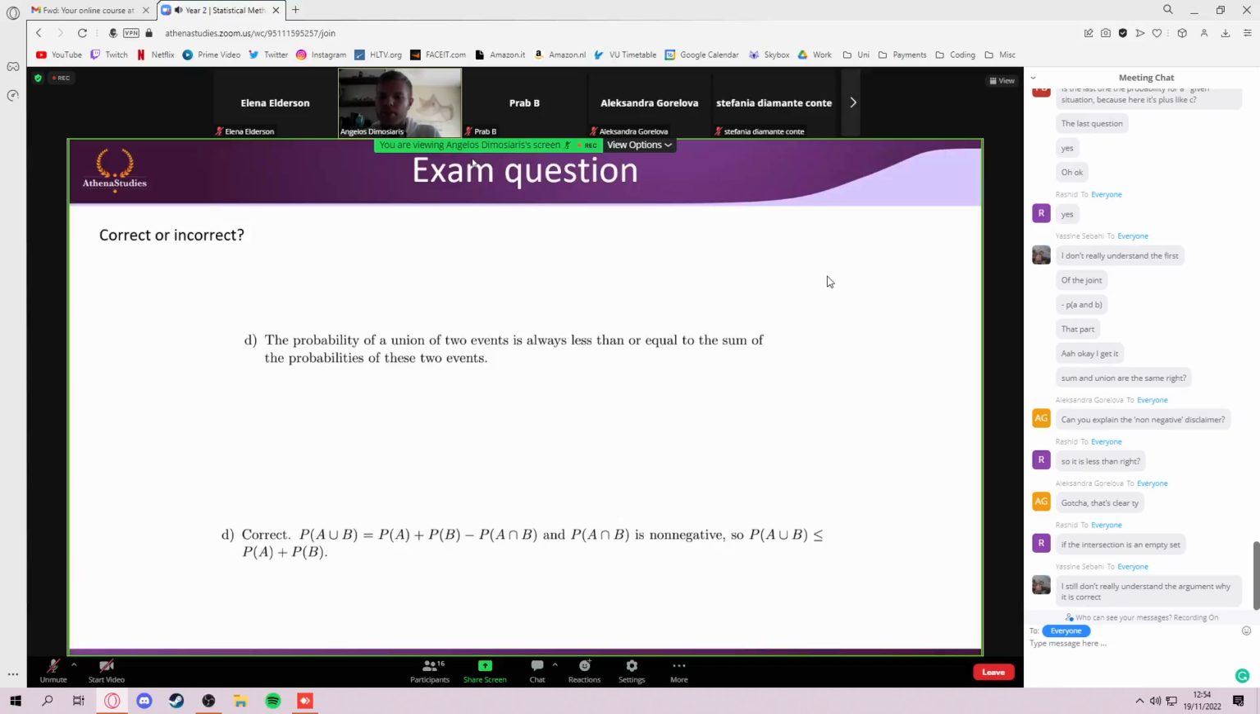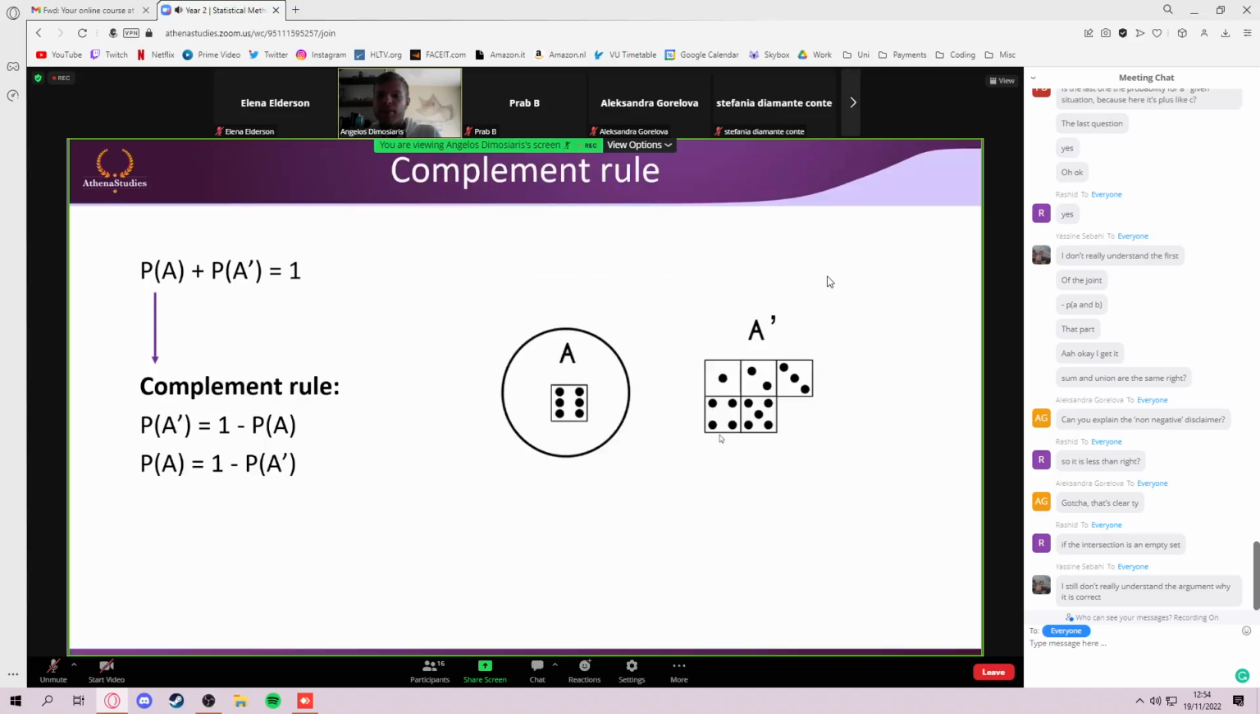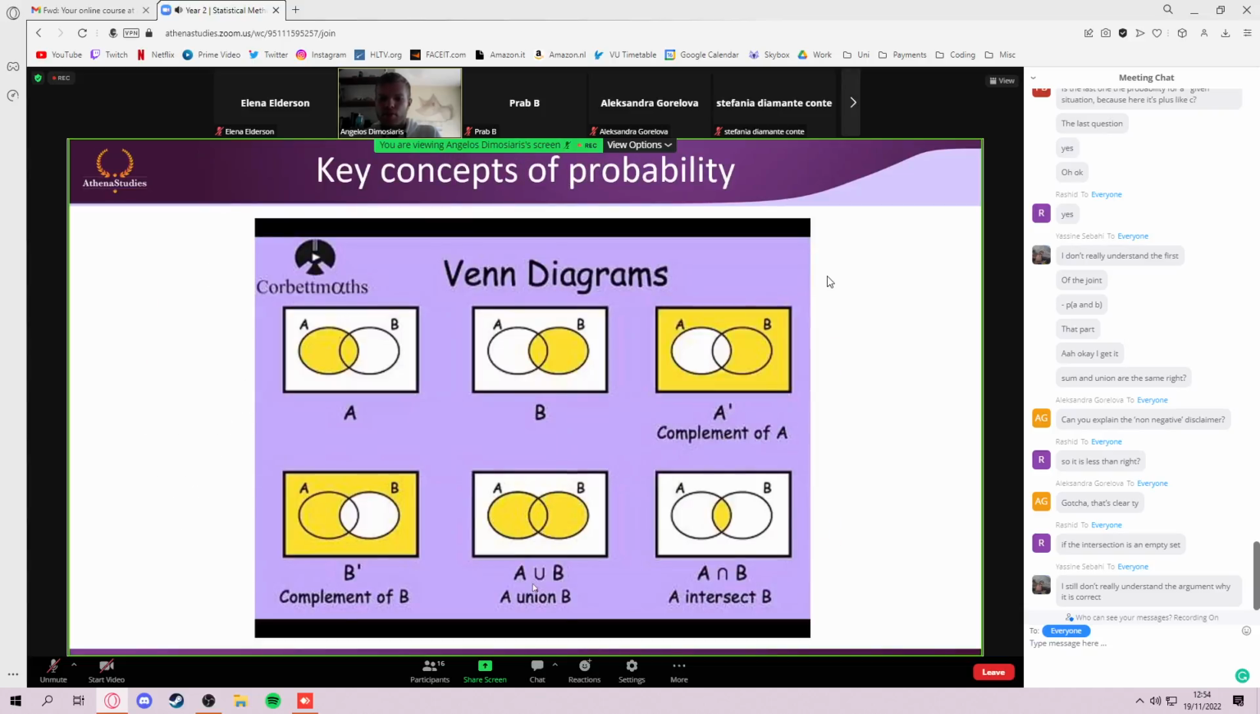I still don't really understand why it is correct. Okay. The probability of a union of two events. Okay, so what's the probability of a union of two events to happen? So the probability of two events is this. We talk about union, so it's either A or B. Okay, we don't talk about intersect, we talk about union. So either A or B.